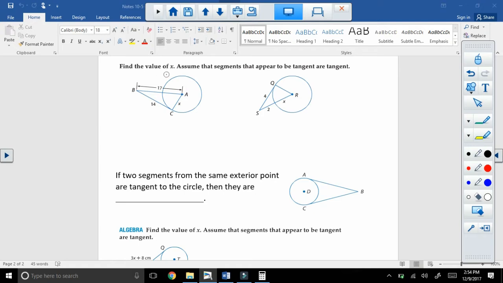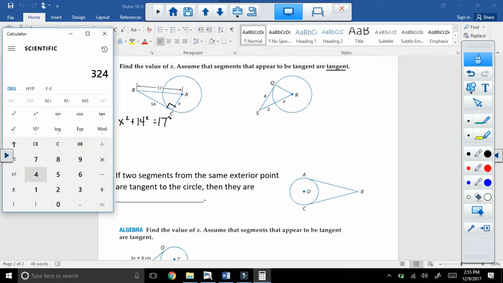For this one here, it says find the value of x, assume the segments that appear to be tangent are tangent. So they're letting you know that because this looks like it's tangent, it's going to be. So because BC is tangent to circle A at its point of tangency, that's going to make those perpendicular. So I can solve for x by using the Pythagorean theorem. So again, just go ahead and grab your calculator. I'll do it on mine here too. So we have 14 squared is 196, and 17 squared is 289.